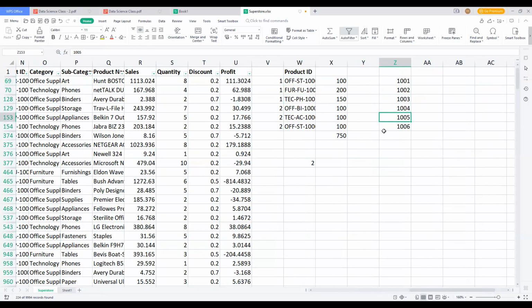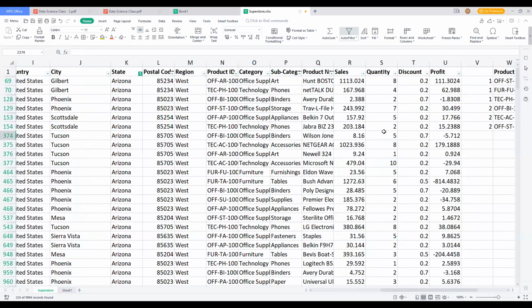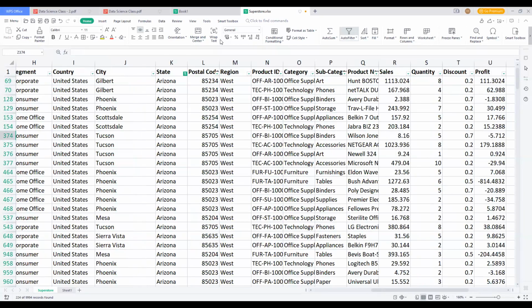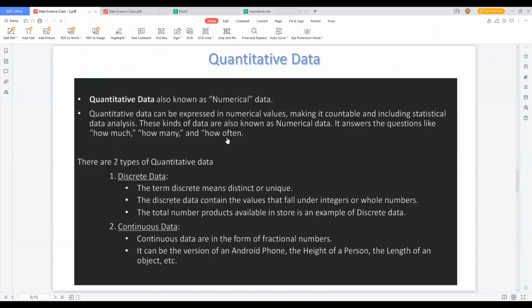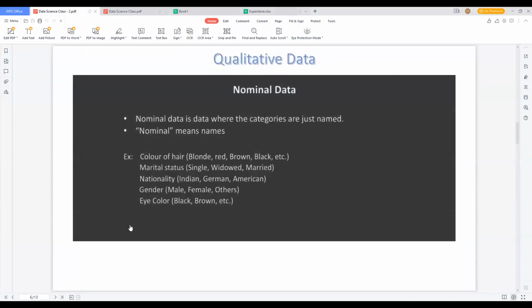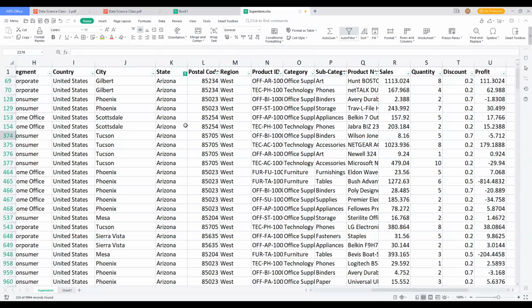And don't worry, these are just to introduce the concepts only. In real-time scenarios, we won't discuss whether we work on quantitative or qualitative data, which is discrete, continuous, nominal, ordinal. We won't discuss it in the same way. We just take the data and analyze.